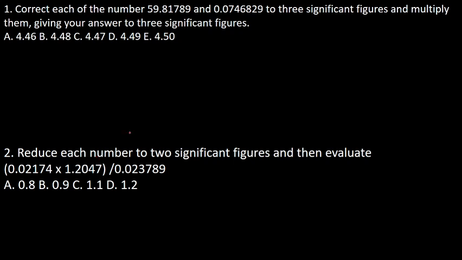Now, these are some exercises that we need to do. Correct each of the following numbers to 3 significant figures and multiply them. Give your answer to 2 decimal places. So there are 2 numbers. Convert them to 3 significant figures.